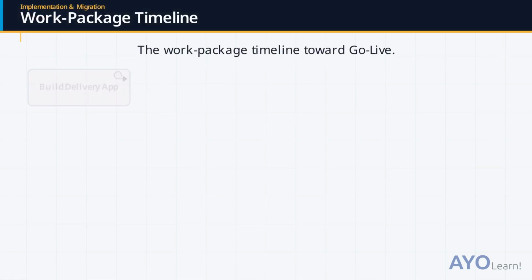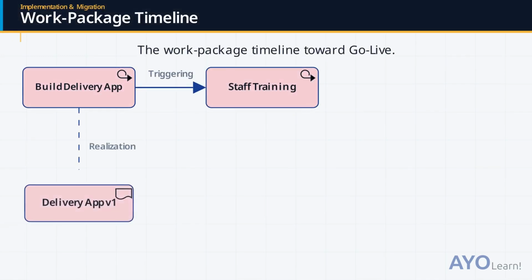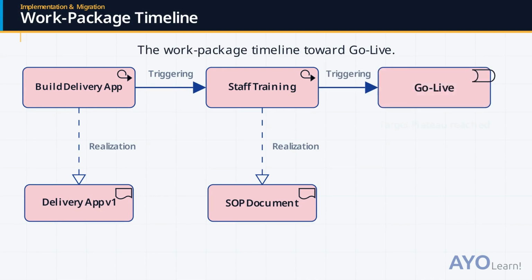Here's the work package timeline. Build Delivery App triggers staff training. Each package realizes its deliverable. Finally, everything triggers Go Live, marking that we've reached the target plateau we're aiming for.